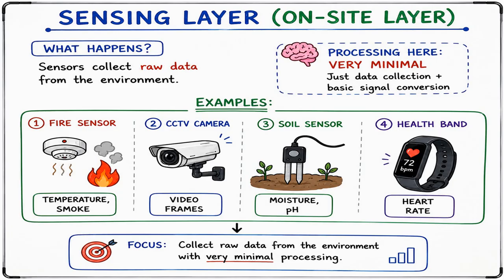alert. Now the sensing layer focuses only on the collection and forwarding of raw data, and not on analyzing and deciding. It will not analyze, it will not decide, it will just collect and forward the data. Because of this, it supports low power usage, small device size, and cost effective deployment.